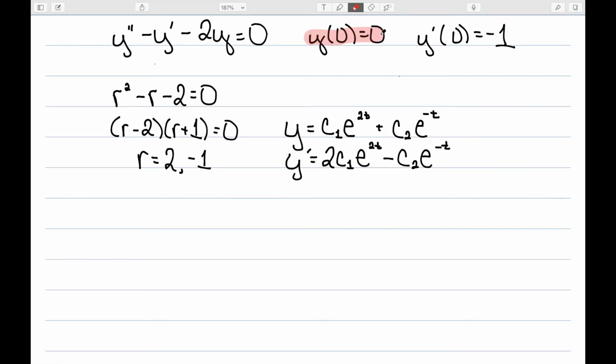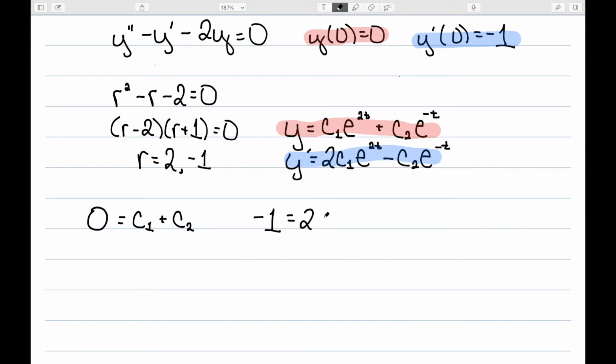We then have this initial condition here that's going to correspond to this equation here. Sticking in 0, I should get 0 back out. So this is c1 times e to the 0 plus c2 times e to the 0. Our second initial condition has to do with the derivative, this equation here. We know this is equal to negative 1 whenever t is equal to 0. So we have 2c1 times e to the 0 minus c2 times e to the 0.